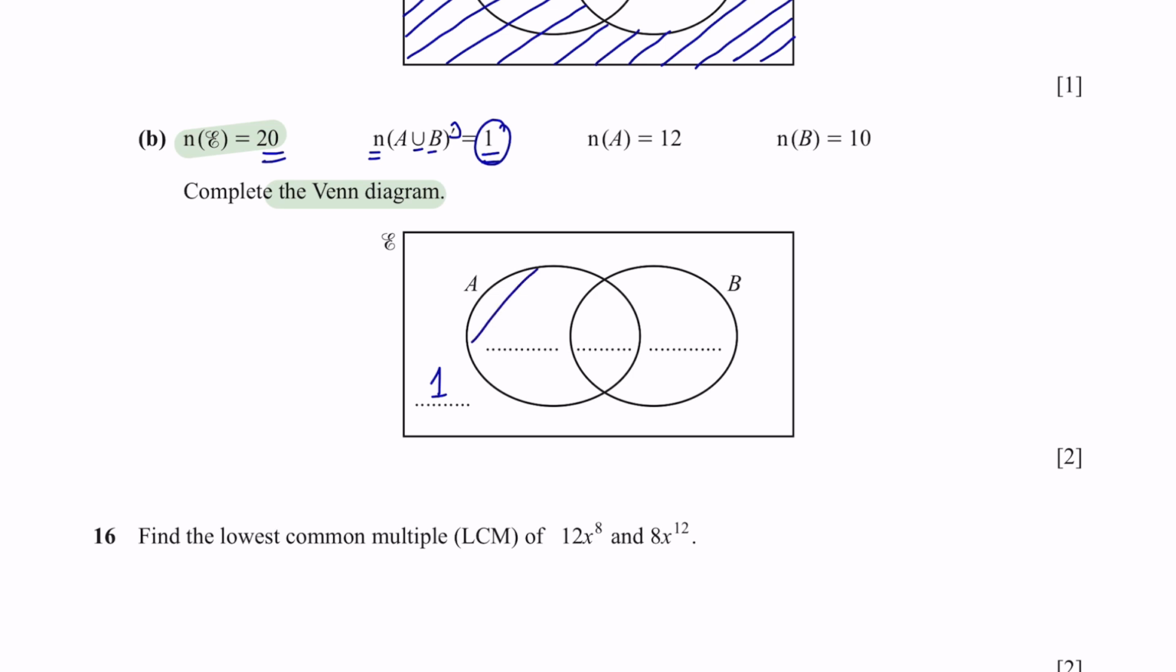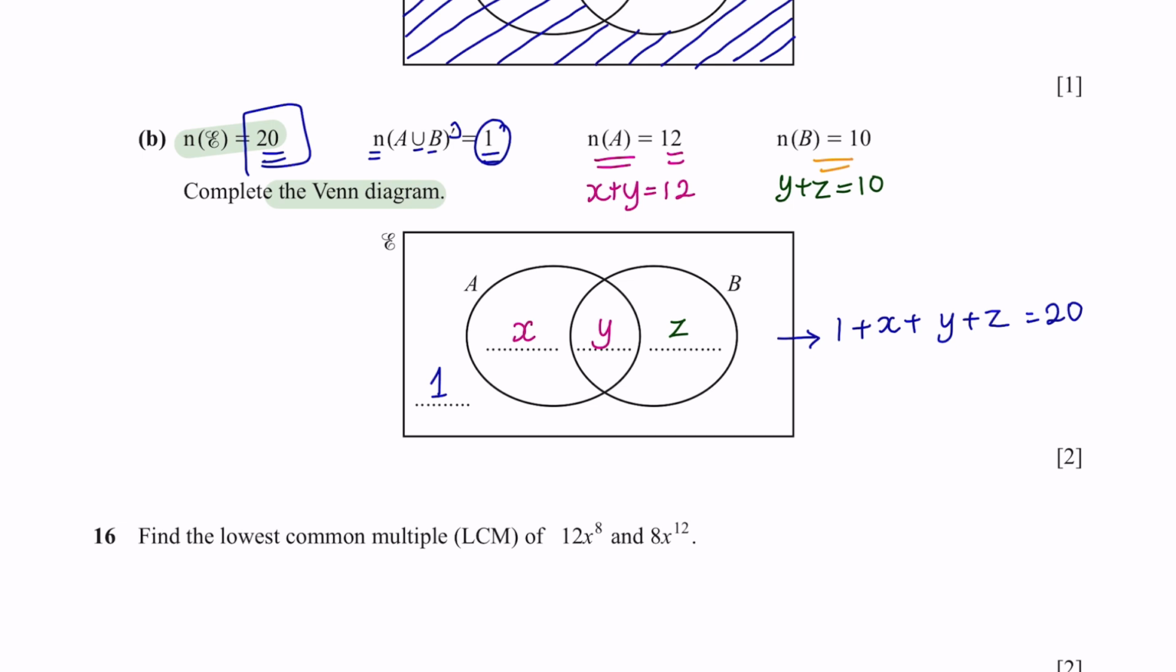Next, the sum of A is 12. So let's say this is X and this is Y. X added with Y is going to be 12. And then the sum of B, which is all of this, is equal to 10. Let's say this is Z over here. Y plus Z is equal to 10. So 1 plus X plus Y plus Z is 20. We know that X plus Y here is 12. So 1 plus 12 plus Z is 20, meaning that the value of Z should be 7.